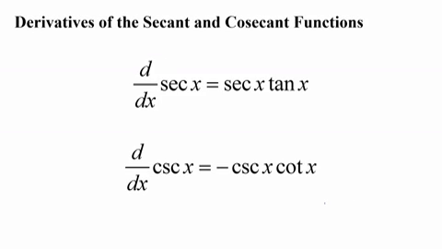Derivatives of secant and cosecant functions. The derivative of secant x is secant x tangent x, and the derivative of cosecant x is negative cosecant x cotangent x.